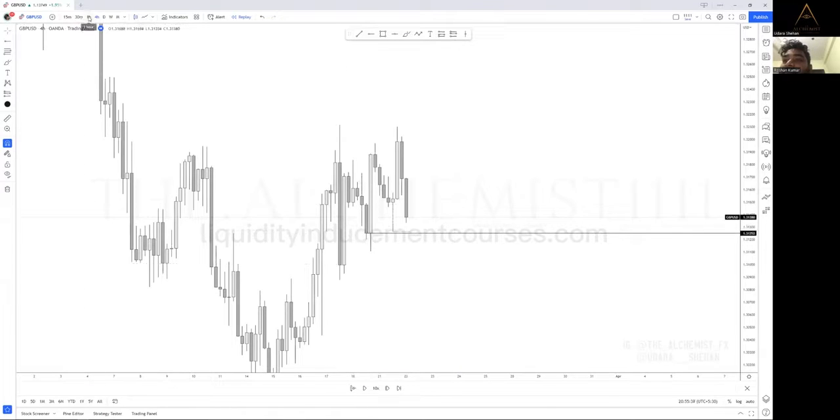And now if you want to, you can even do refinements of these POIs. So you can even maybe drop into lower time frames and then do some POI refinement. So let's see. I told you, right? A higher time frame order block is a lower time frame breaker block. That same way, a higher time frame rejection block can be a lower time frame order block.